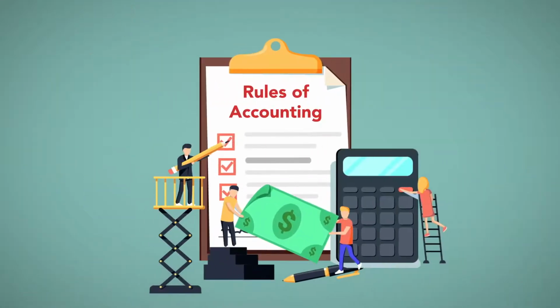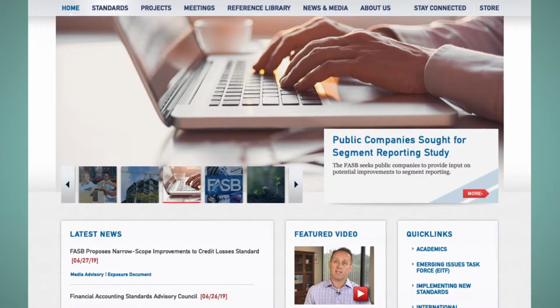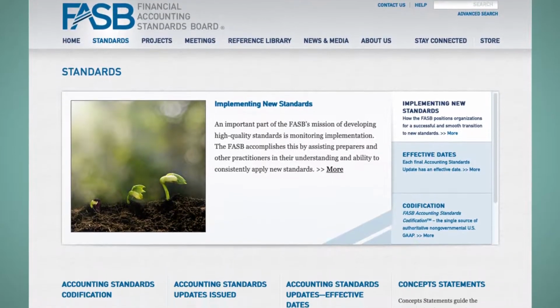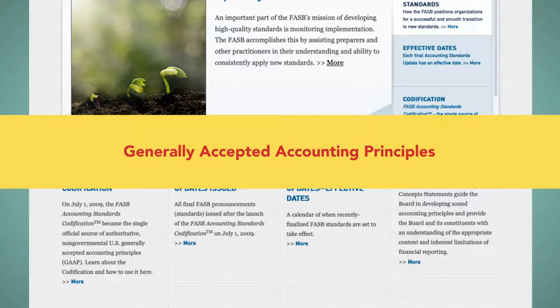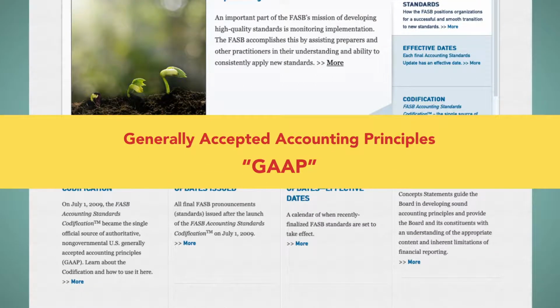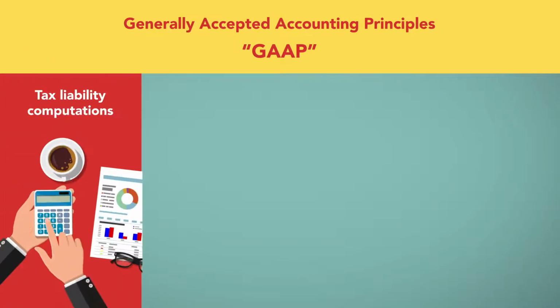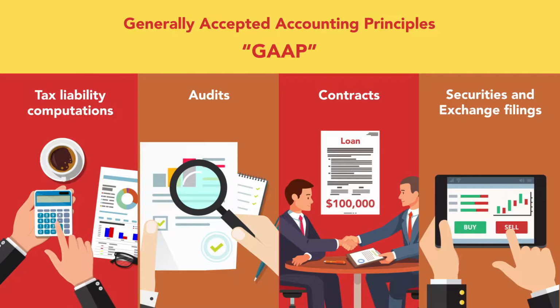Throughout this presentation, we will refer to the rules of accounting. The Financial Accounting Standards Board drafts and updates the rules that govern the practice of financial accounting, and these rules are collectively called the Generally Accepted Accounting Principles, or GAAP. In certain situations, GAAP must be followed, such as tax liability computations, audits, contracts, and Securities and Exchange filings.